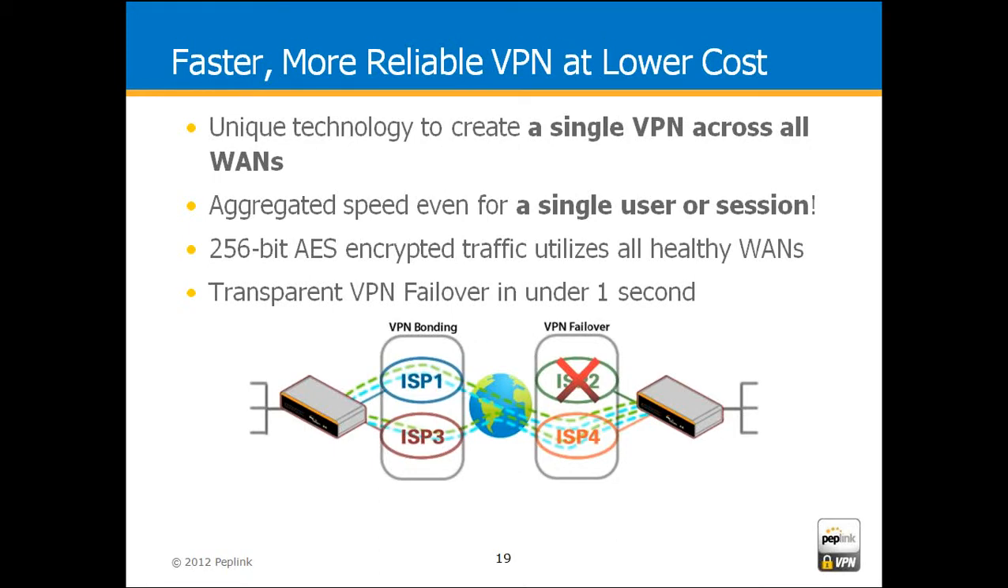256-bit AES encryption ensures that the traffic is very secure. Transparent VPN failover in under a second. So again, multiple WANs taking part in the tunnel itself, so that in the event a single WAN fails, the VPN tunnel will not. All traffic will continue to ride over the healthy WAN in that instance.